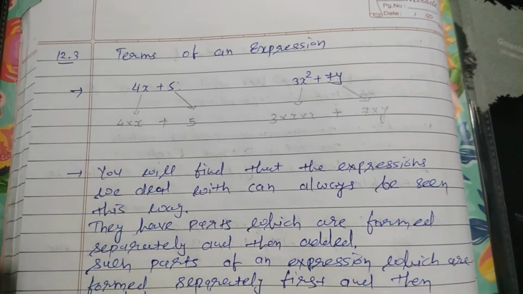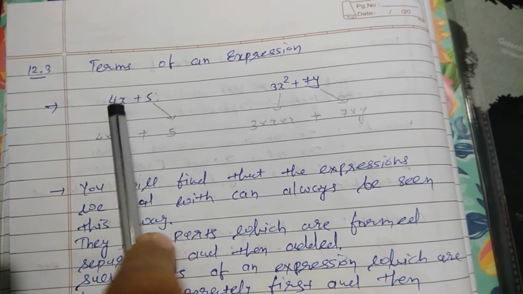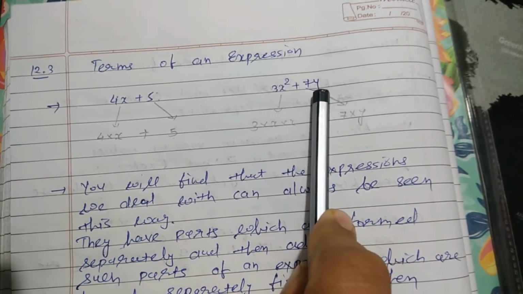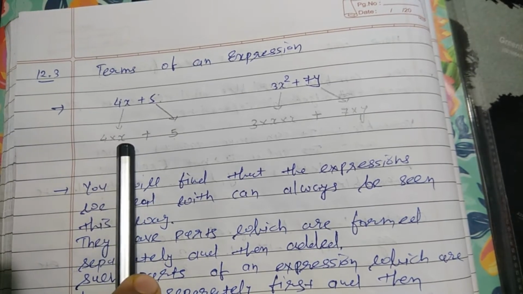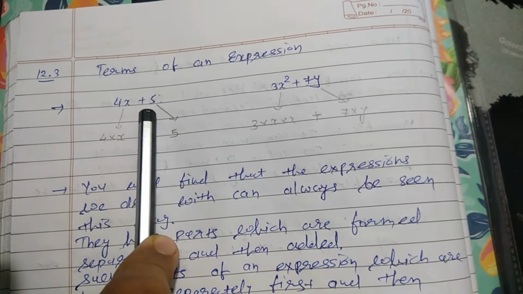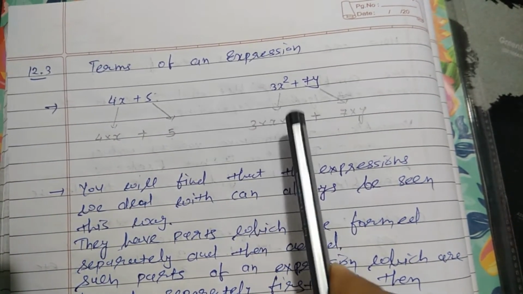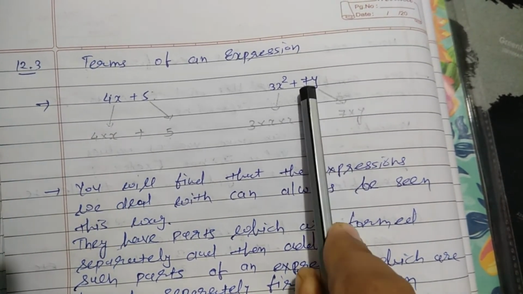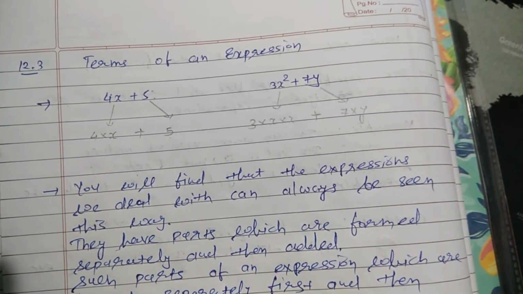Next, terms of an expression. As we have seen in these two examples, first 4x plus 5, and another example, 3x square plus 7y. How was 4x plus 5 created? When 4 is multiplied with x and it is added to the constant 5, we got 4x plus 5. And here, 3x square plus 7y: 3 is multiplied with x and again multiplied with x, we get 3x square, and then it is added to this part 7 and y, that is 7y. So we got the expression 3x square plus 7y.